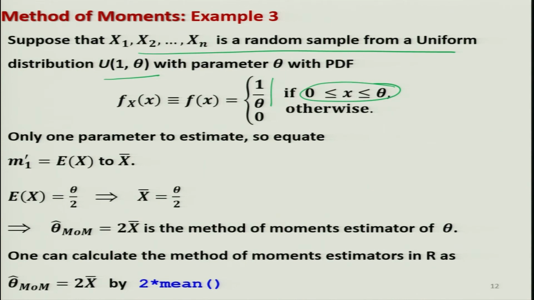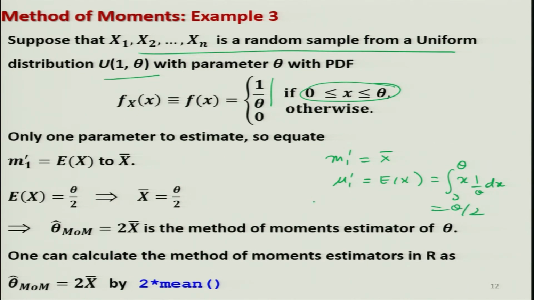So, in this case we have to do the same thing. The first raw moment m1 prime is obtained here as x bar. The first raw population based moment is given by the expected value of x, right. And then I have to simply equate it. In this case, if you try to find the expected value of x, this is simply the integral from 0 to theta of x times 1 upon theta dx, and if you simply obtain it, this will come out to be theta by 2, right.